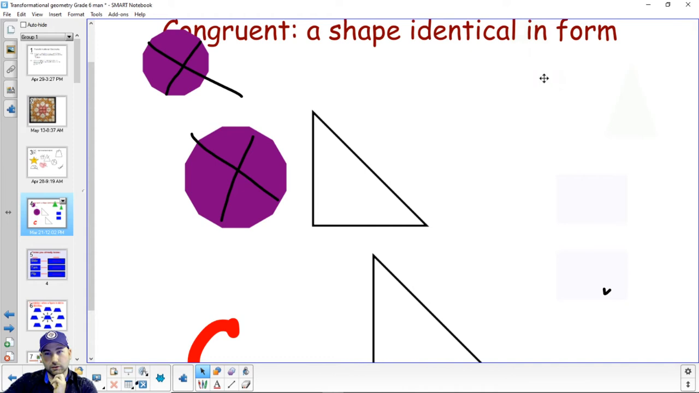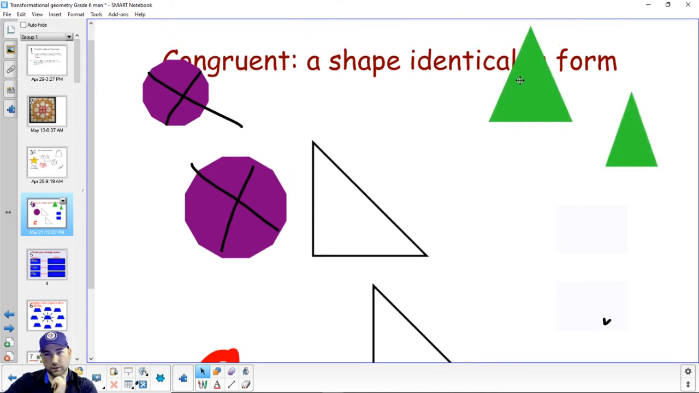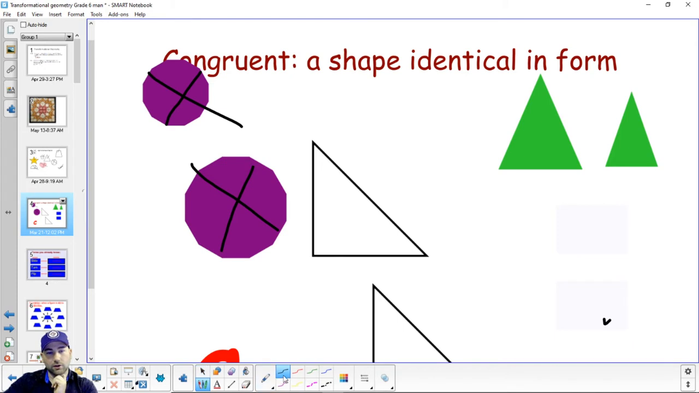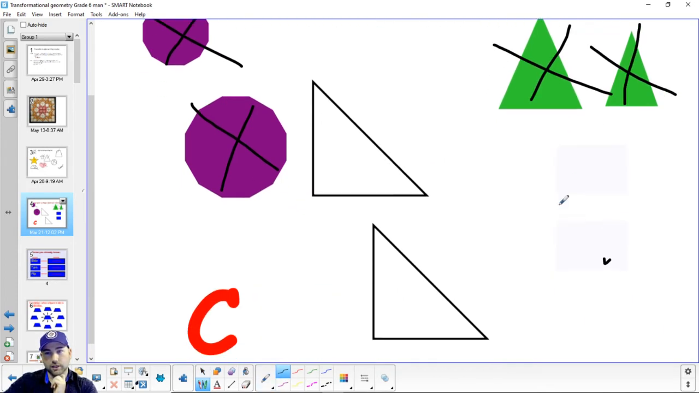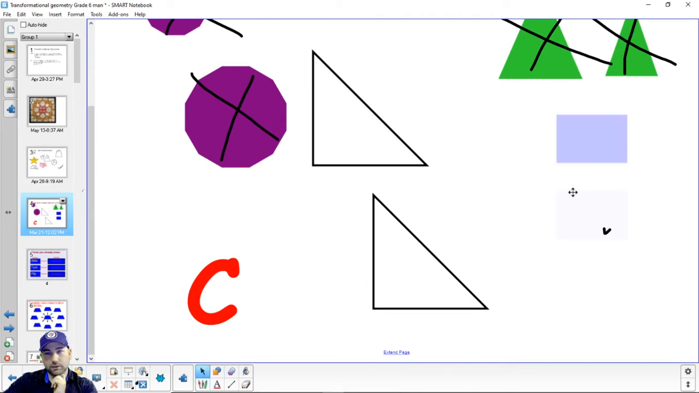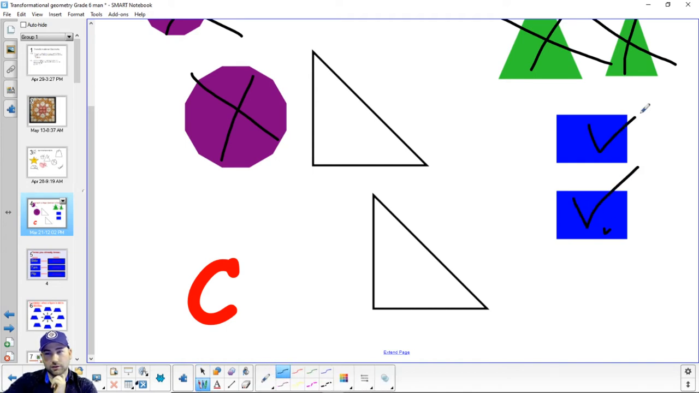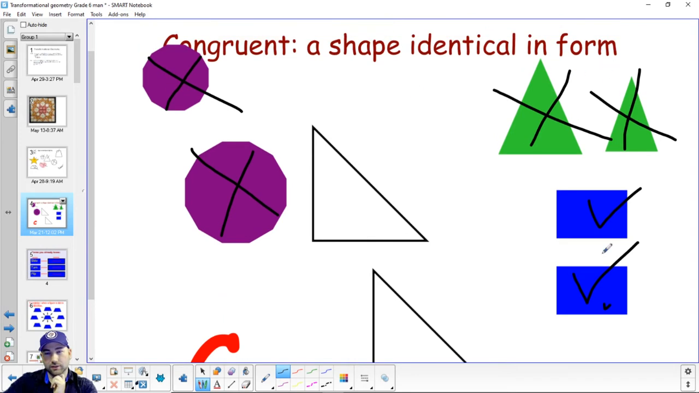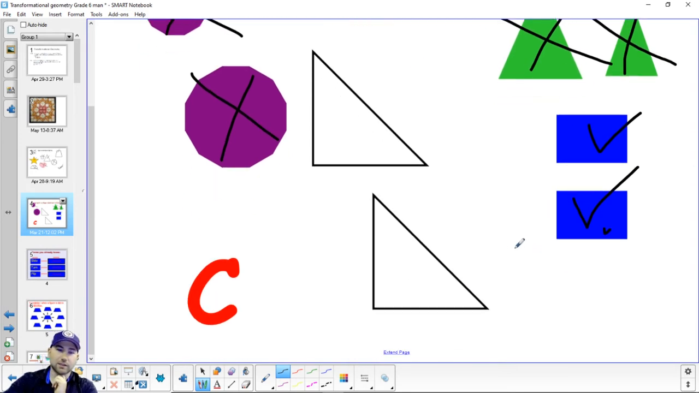How about these two? Are these congruent? They are not congruent because one is larger than the other. How about these two? Are those congruent? If you said yes, these are congruent because they are identical in form and they're the exact same size. They're a copy of one another. That is what congruent means.